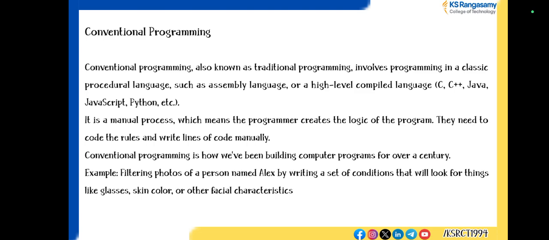Examples of conventional programming are C, C++, Java, Python, everything. It is a manual process where the programmer keeps on writing a huge number of codes, thousands and thousands of lines, to perform particular applications. So it takes lots of time, and it takes more time to debug. So conventional programming is how computers have been built for over a century.